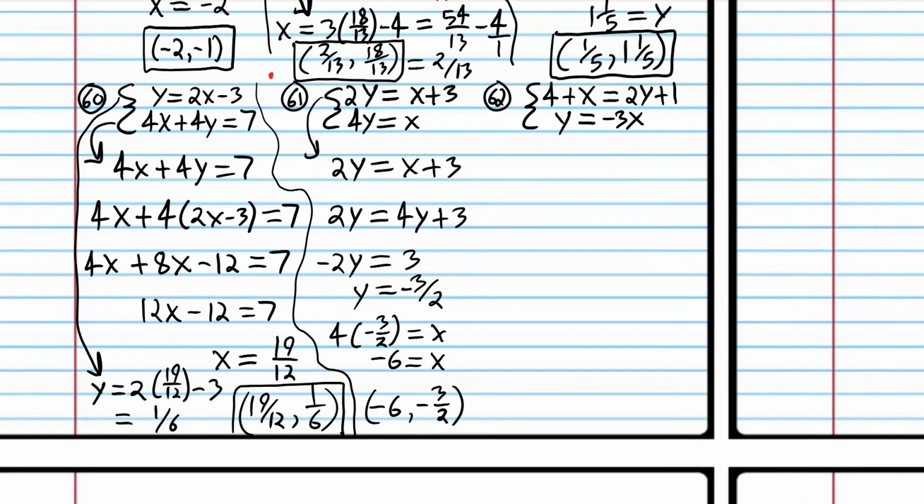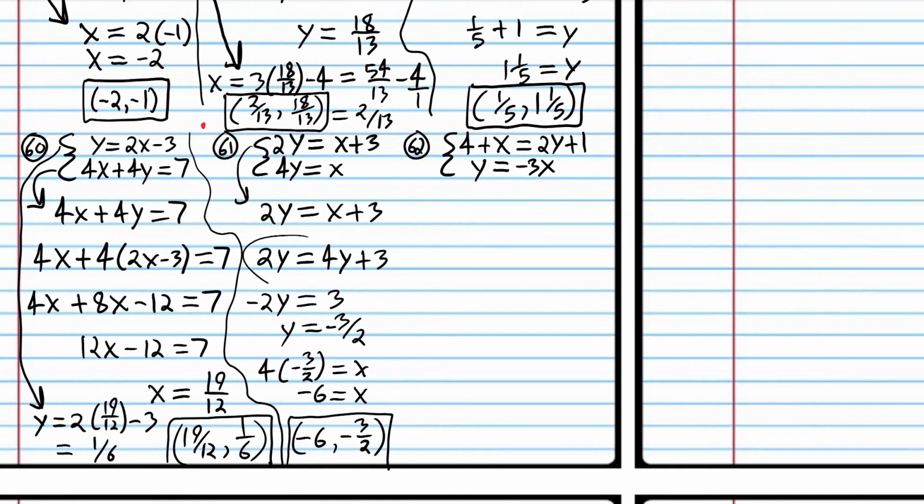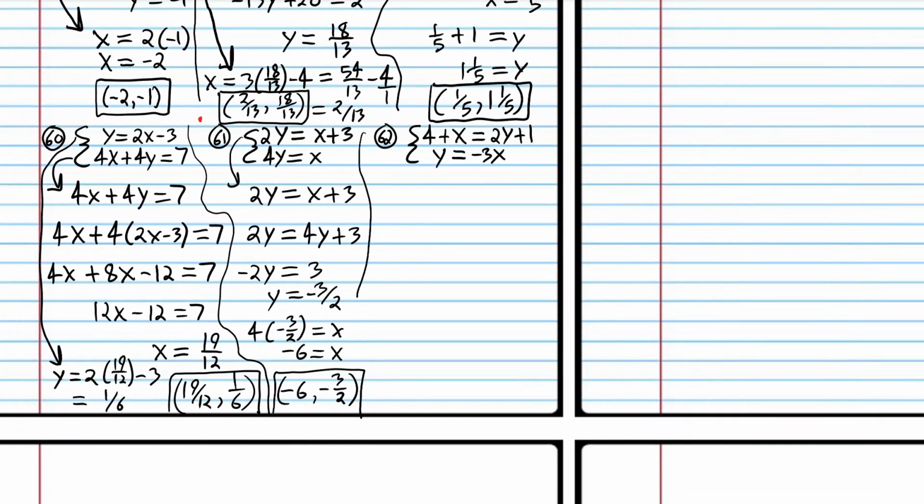All right, so I want you to try one of those problems. Again, the only difference is you're going to have variables on both sides of the equation. So try number 62, and when you come back, we'll do it together.